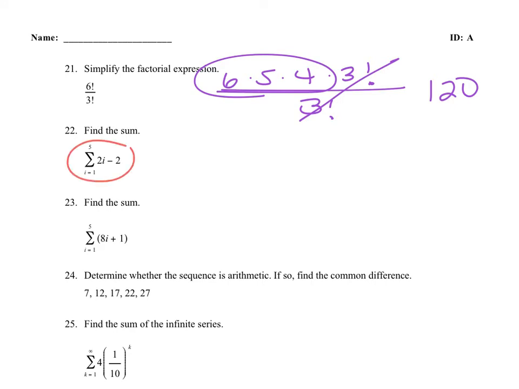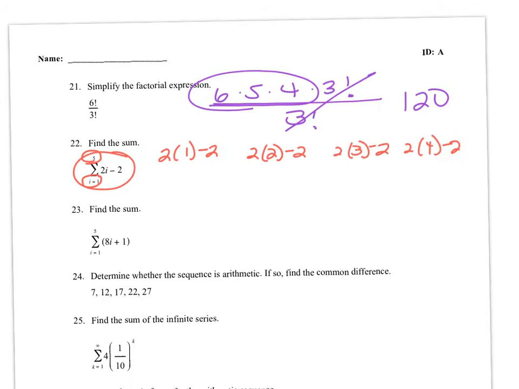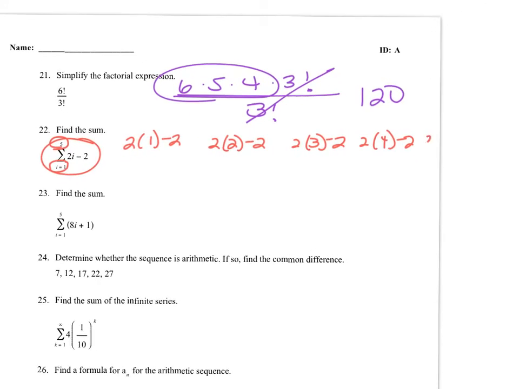The sum on a finite set like this, I start at the bottom and I stop at the top. So this would be 2 times 1 minus 2, I find that, and then 2 times 2 minus 2, I find that, 2 times 3 minus 2, 2 times 4 minus 2, 2 times 5 minus 2, and then I add them all up at the end. So this is 0, this is 2, this is 4, this is 6, this is 8, and then I add them all together at the end.